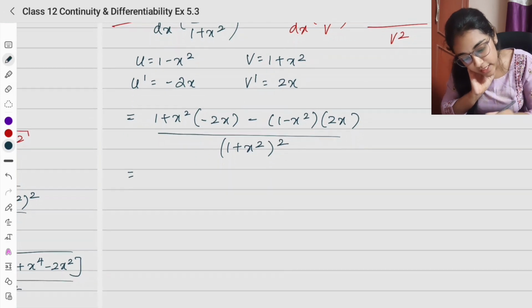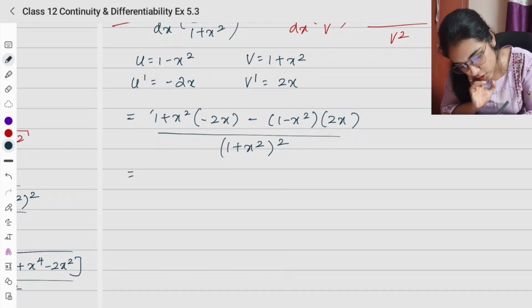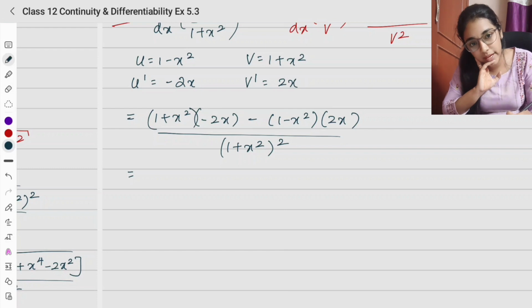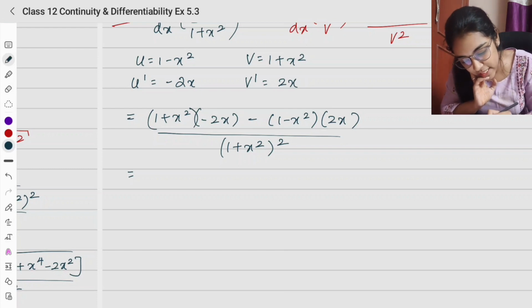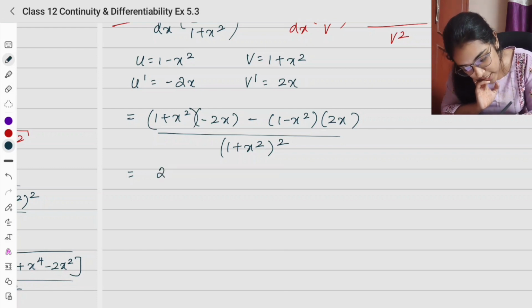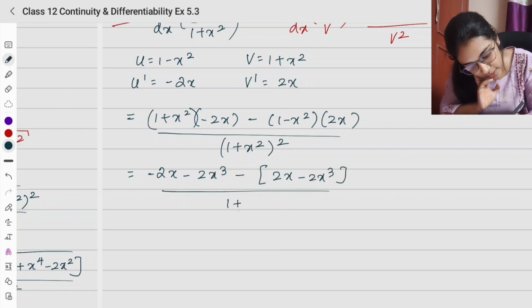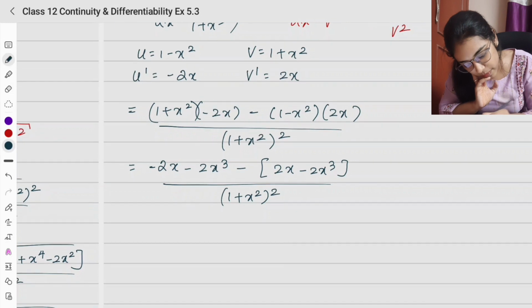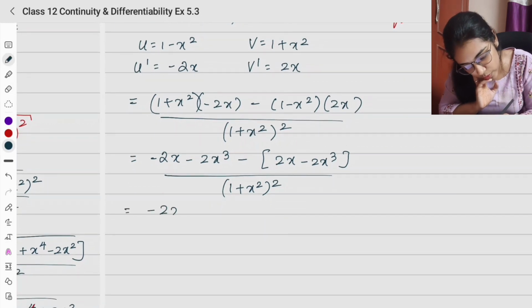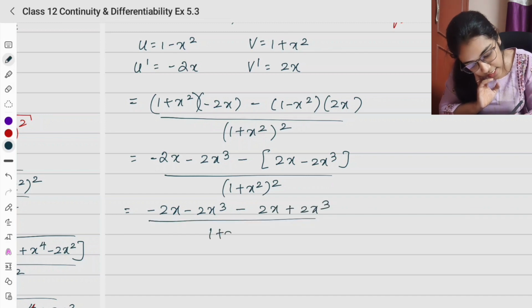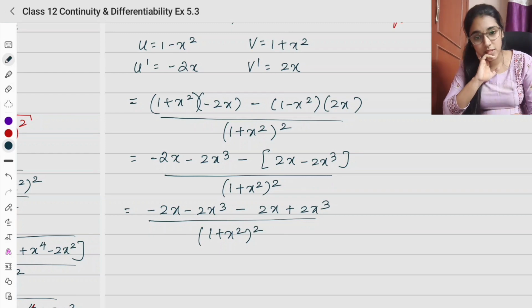Next step, what? I'm going to multiply this. So here also put a bracket. Okay, for v u dash also put a bracket, otherwise you will get confused. So I'm going to multiply this inside now. So I have minus 2x minus 2x cube minus, open a bracket, 2x minus 2x cube, the whole divided by 1 plus x square the whole square. So when I open the bracket, minus 2x minus 2x cube minus 2x plus 2x cube, since minus multiplied, I'm going to get this divided by 1 plus x square the whole square.